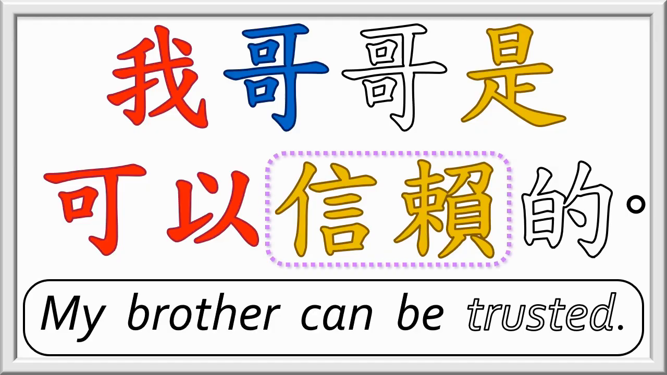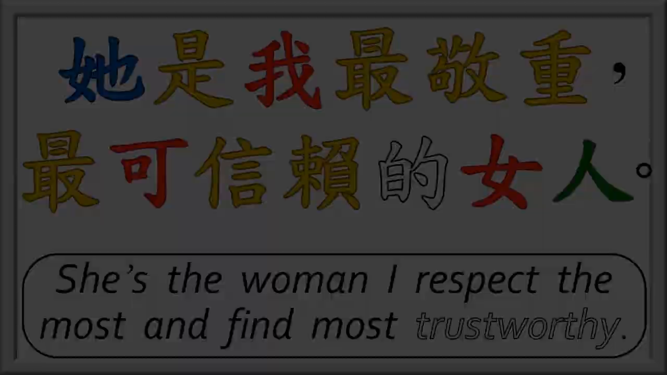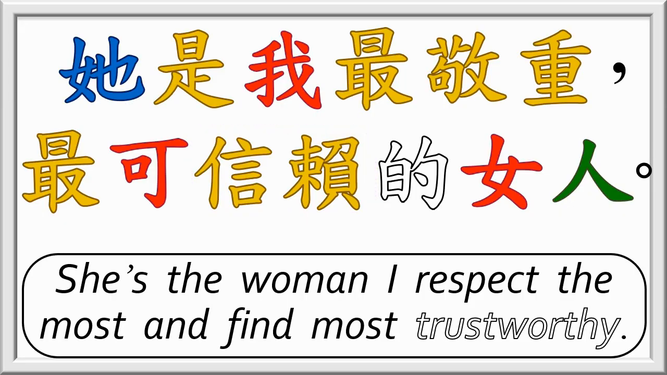When paired with xin, xin lai. It's also a common Chinese surname. 我哥哥是可以信赖的。My brother can be trusted. Or, he's very dependable. 她是我最敬重、最可信赖的女人。She's the woman I respect the most and find most trustworthy.